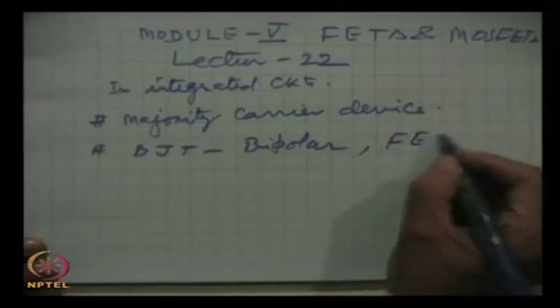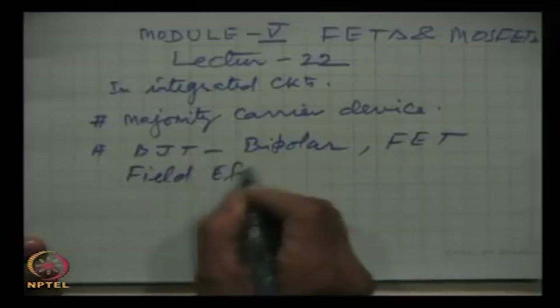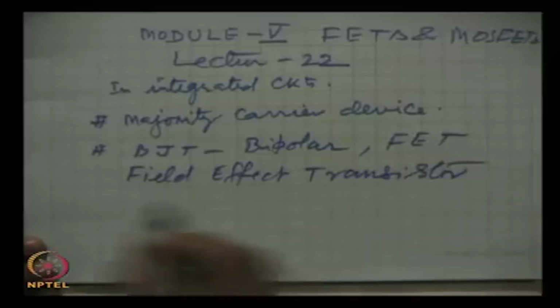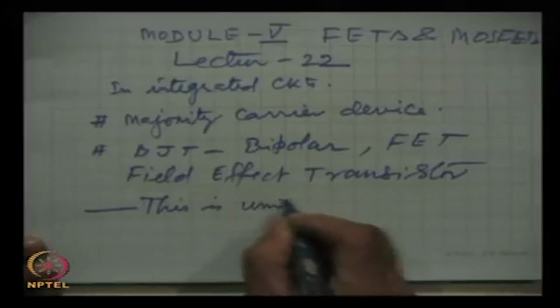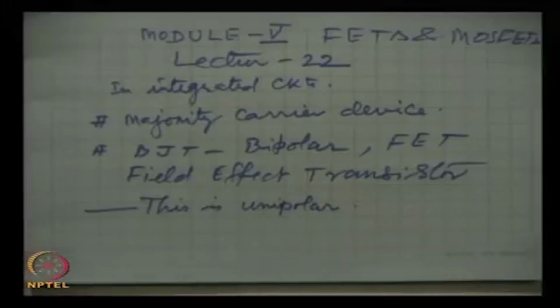We will see that the FET, the field effect transistor, is unipolar. Unipolar means we need either electrons or holes, not both in the same device. So this is a unipolar device.